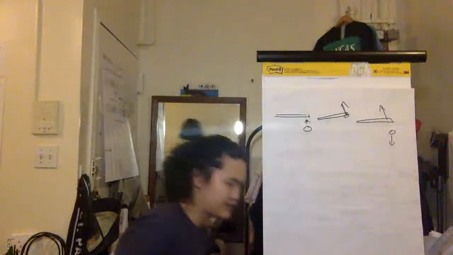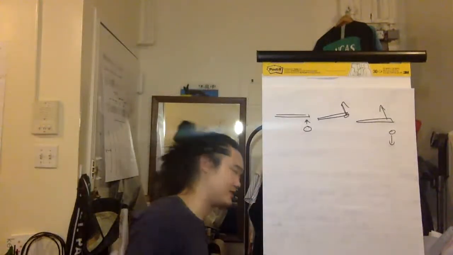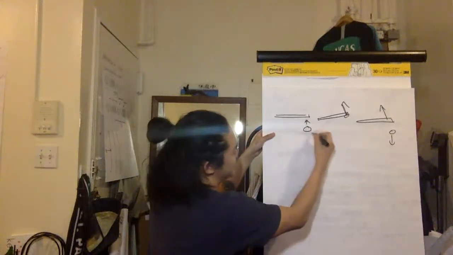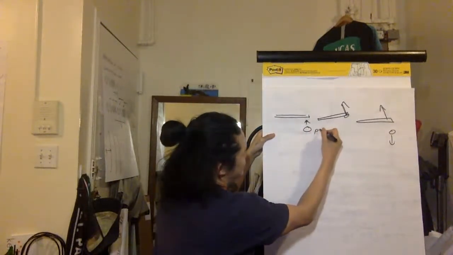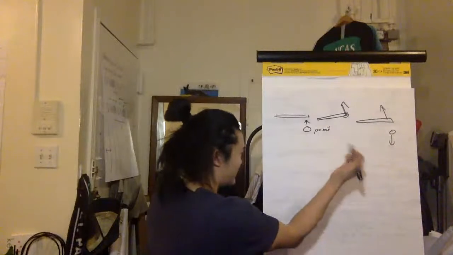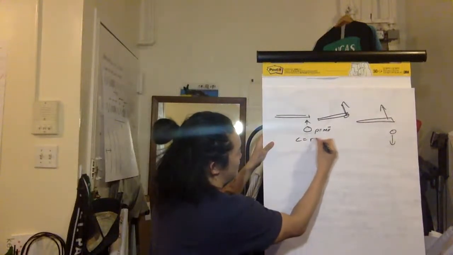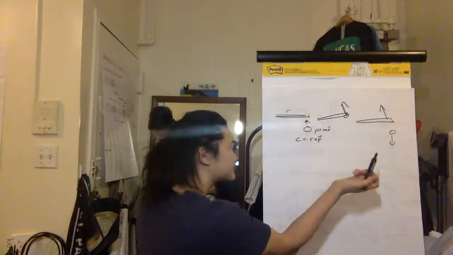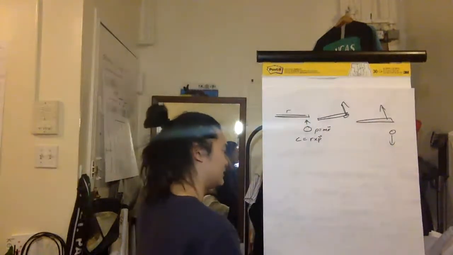So the first way is a conservation of momentum problem, right? This ball has an initial linear momentum, P equals mv. Its angular momentum is r cross P, where r is the length of the door.